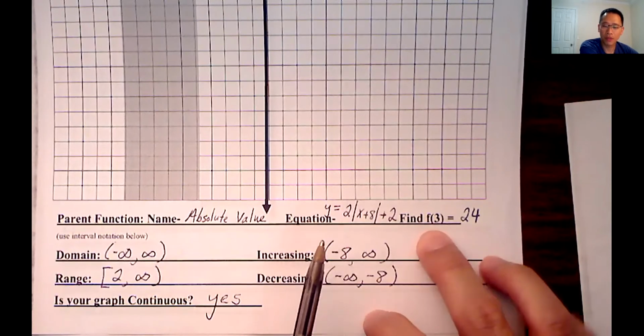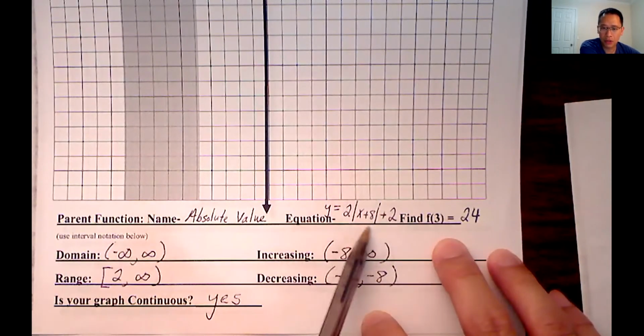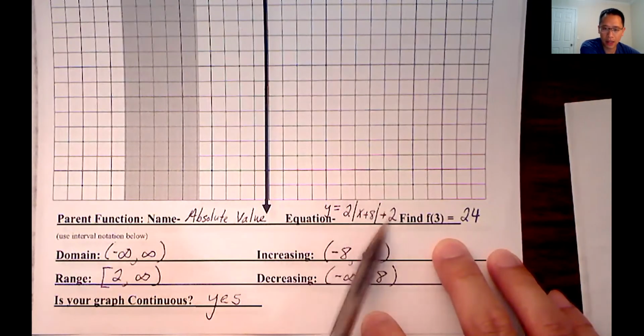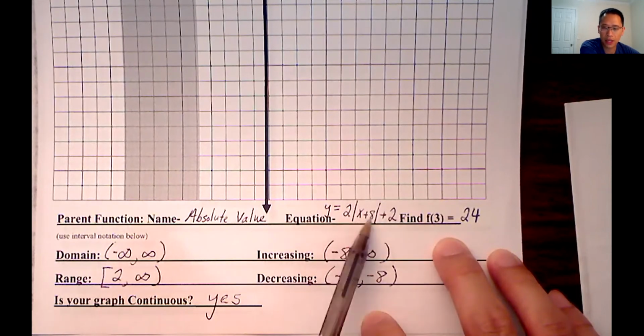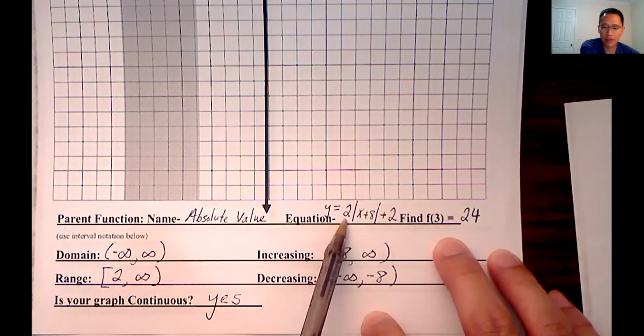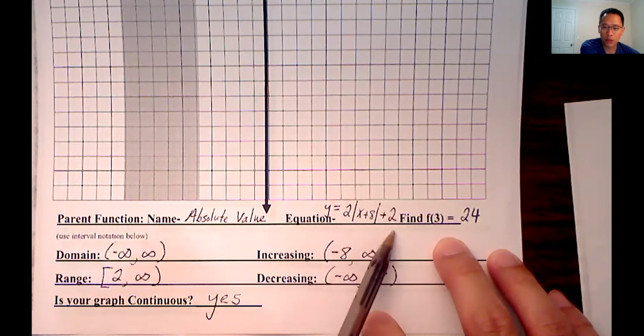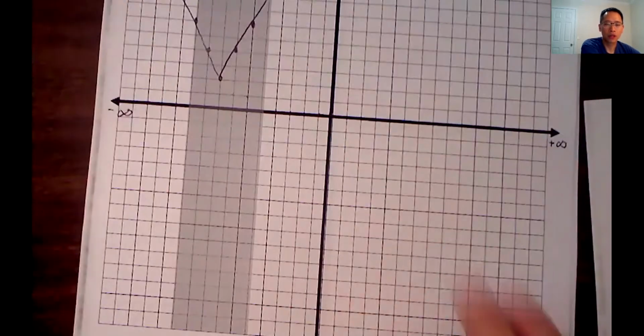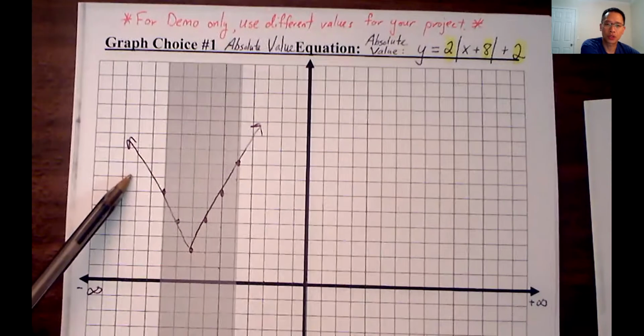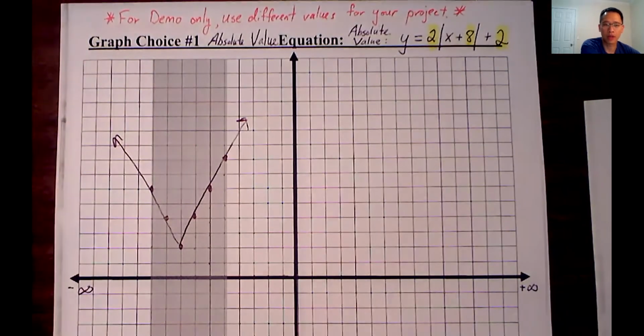And if I want to find f of 3, I'm just going to plug 3 into the x value and get that y value. So if I plug 3 in for x, 3 plus 8 is 11. 11 times 2 is 22, plus 2 is 24. Okay. So here's an example of what this first graph could be if you choose the absolute value function.